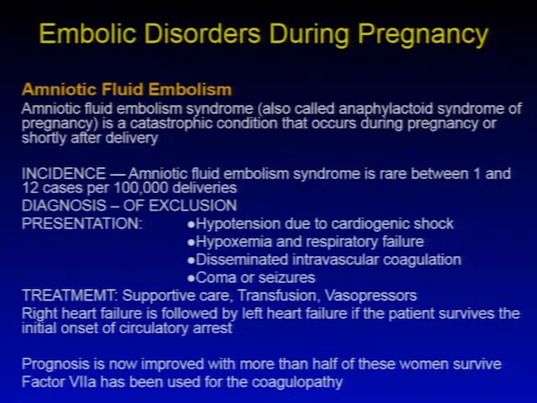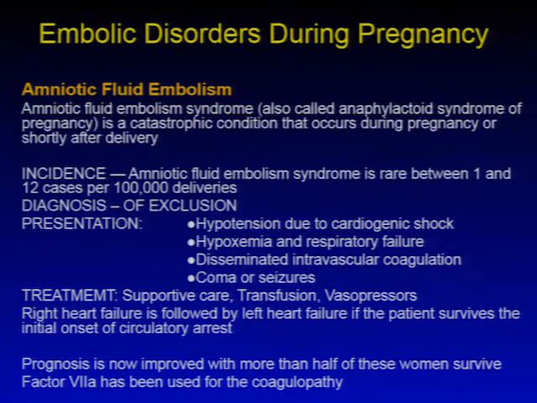One disastrous reason for admission of a woman to a critical care unit in pregnancy is if she develops amniotic fluid embolism, which is also called the anaphylactoid syndrome of pregnancy. This catastrophic condition occurs during pregnancy and labor or shortly after delivery. It has been estimated to be very rare, with 1 to 12 cases per 100,000 deliveries, and it is a diagnosis of exclusion.